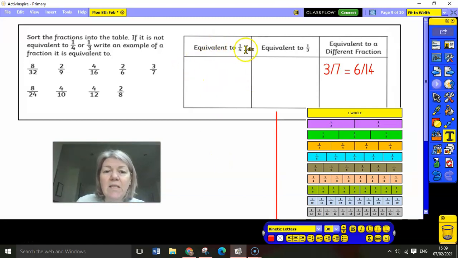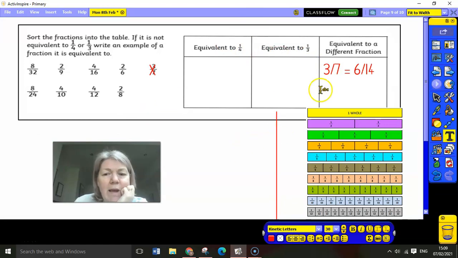So find something that's equivalent to 1/4. I would say that once you've found them, it's a really good idea to either put a cross through it or tick it off so you don't use it again. I wonder though, because I can see that this fraction wall here only goes up to 12ths, and I noticed that my interactive one only went up to 16ths. But I've got some fractions here with some very large denominators. How am I going to be able to find out if they're equivalent to quarters or thirds, I wonder?